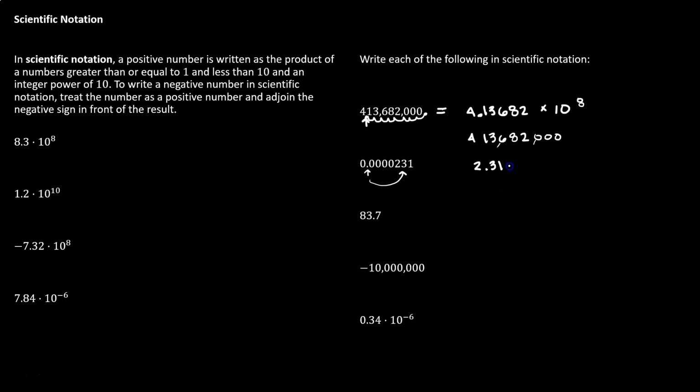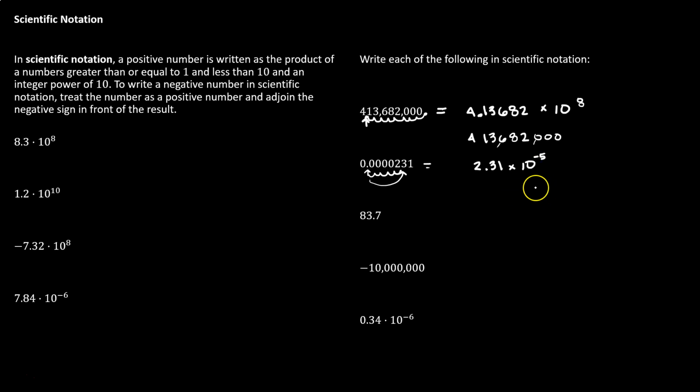Then I need to multiply by a power of 10 that's going to preserve the value of that number. From the original position of the decimal to where I moved it, I moved 1, 2, 3, 4, 5 places. Now if I put 10 to the positive 5, that would suggest that when I multiply this, the number is going to get bigger. But we know that we had a very small decimal before, so it has to be -5.